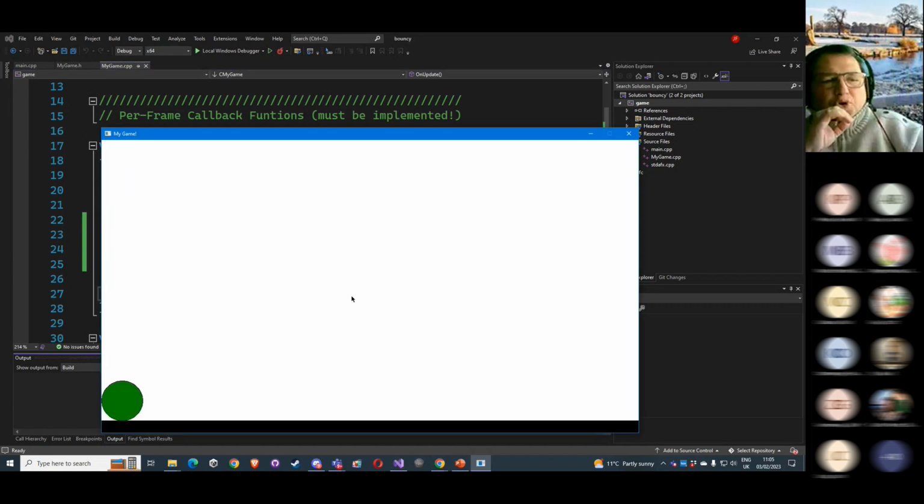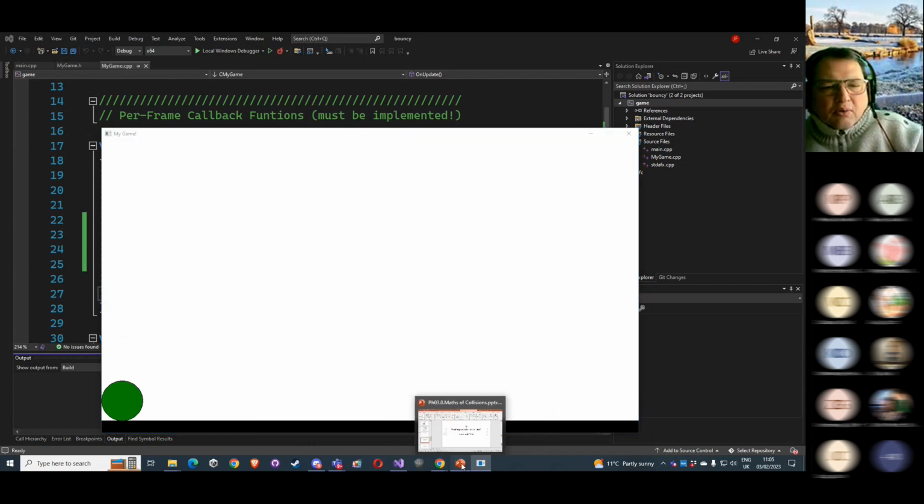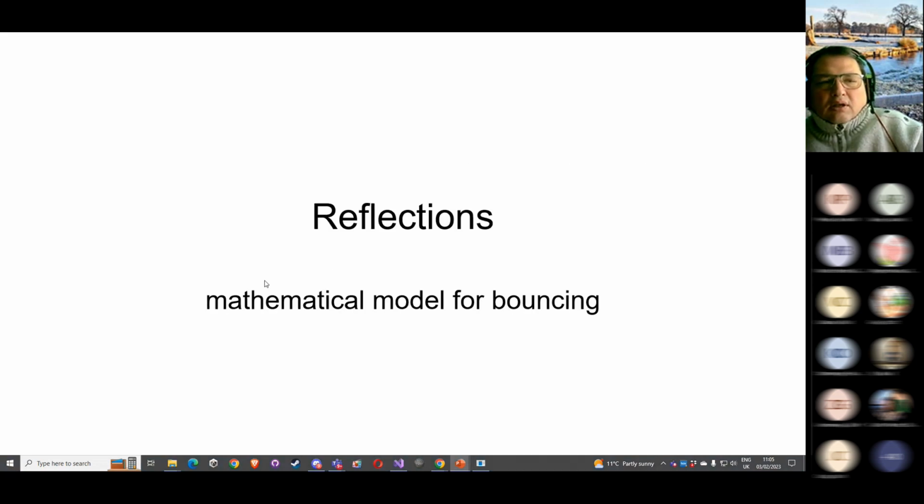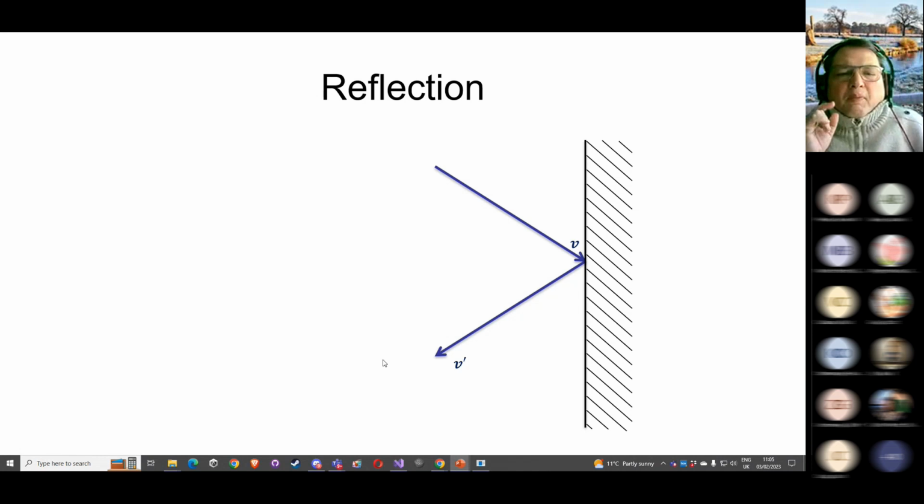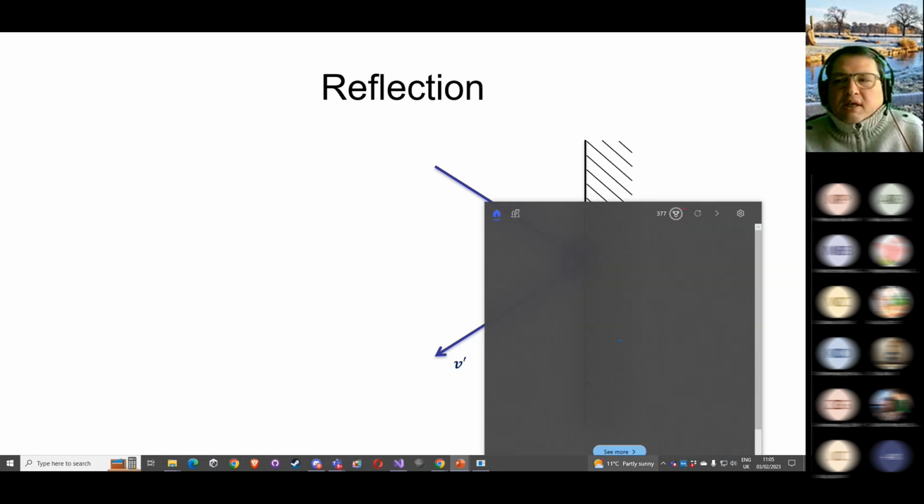But what we really want to do is to analyze bouncing. So what I really want to do today is to get reflections, so a mathematical model for bouncing. We want this ball to bounce off the floor and jump several times. Okay, the basic model might look like this. We have a vector of velocity pointing towards a wall in this case.